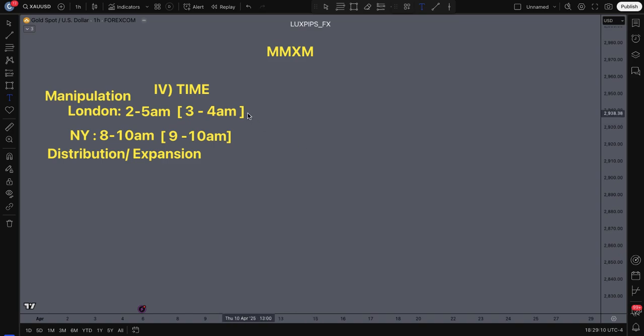I'll give you something else, another piece of the pie. If you see a high or a low made exactly at 3:30 a.m. or honestly 2:30 a.m., that is going to be a strong high or low. Like this.